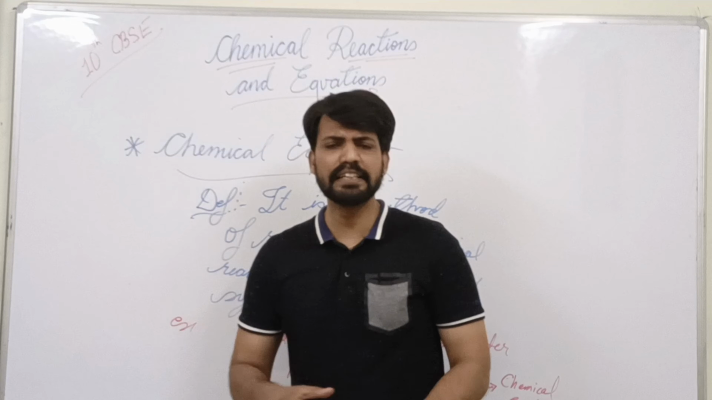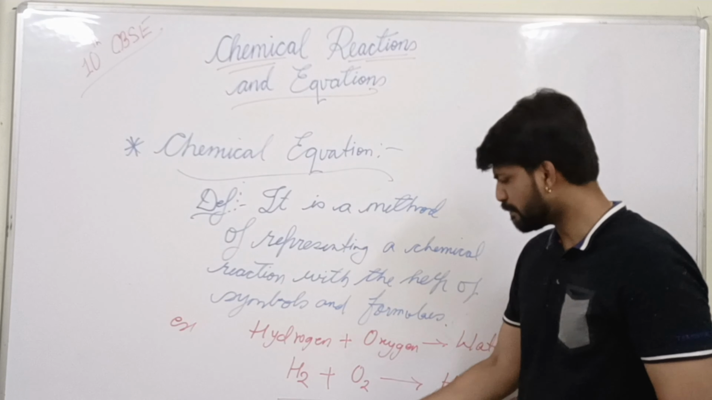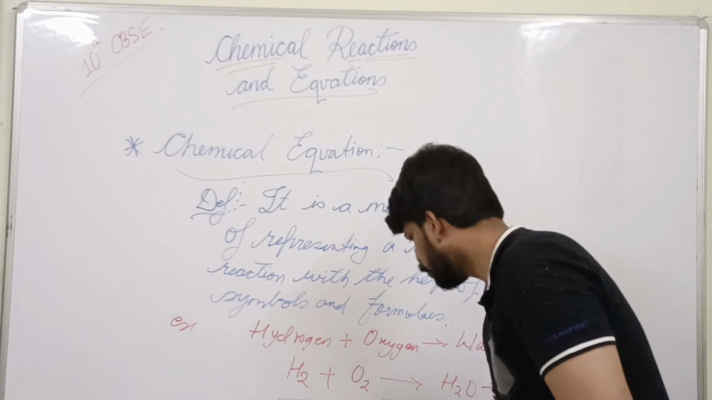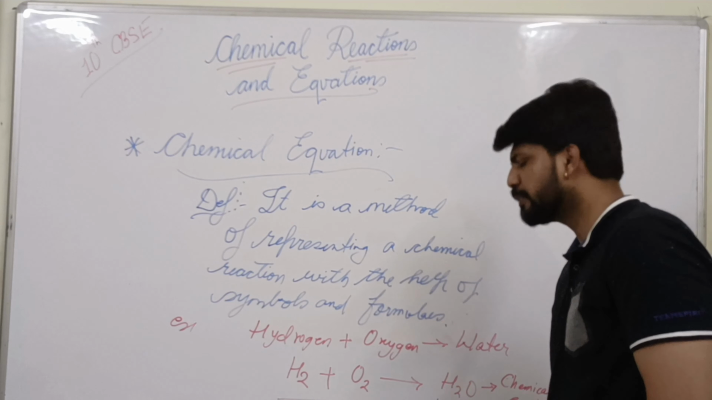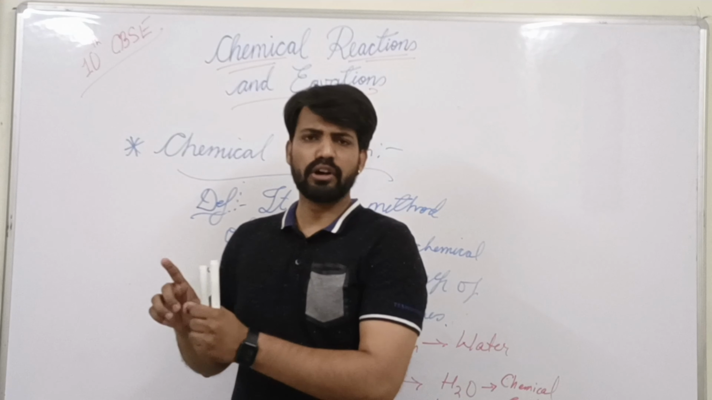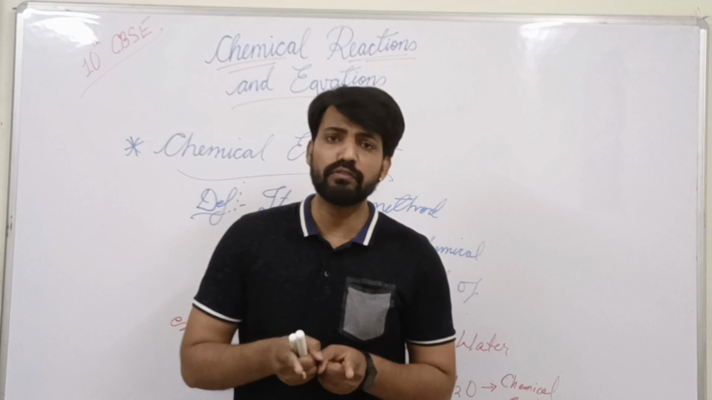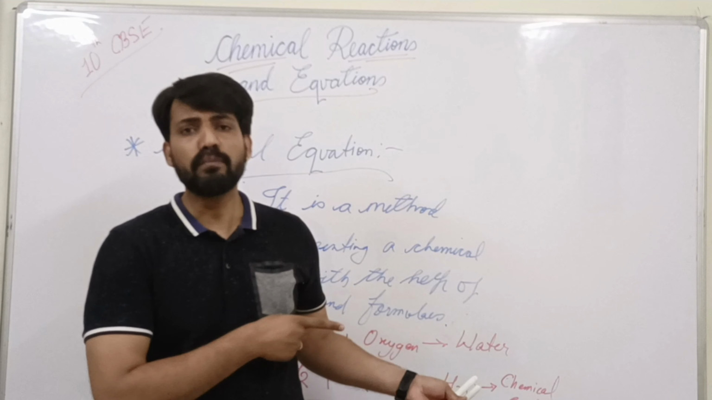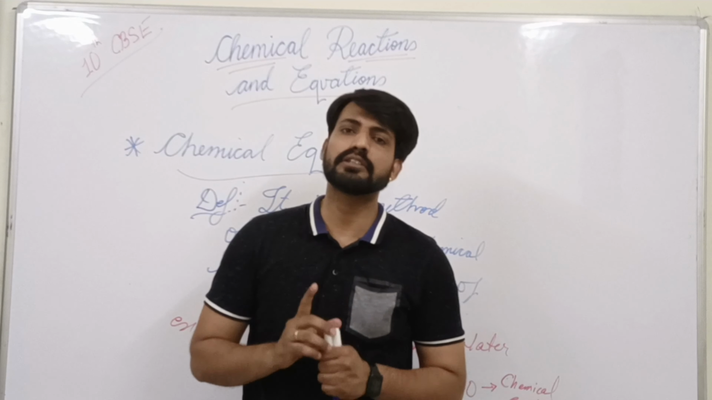Same as in chemical reaction, where the reactant and product parts were there, similarly in a chemical equation we have H2 plus O2 as the reactant part, whereas water is the product part. Always remember, whatever atoms, elements or compounds are present on the LHS are always called reactants, whereas the atoms, elements or compounds present on the RHS are always called the product part.